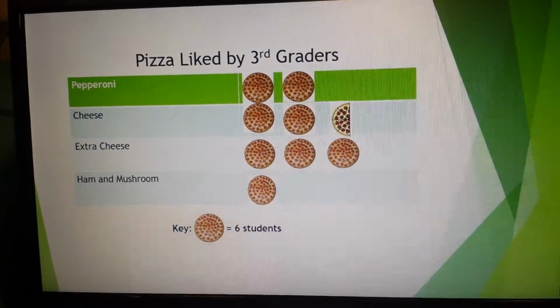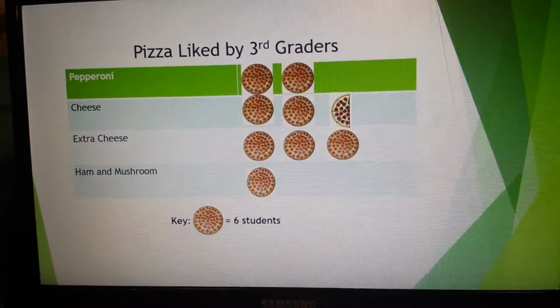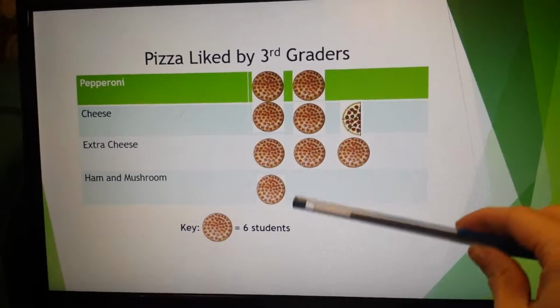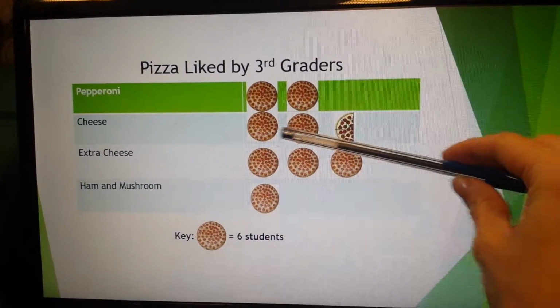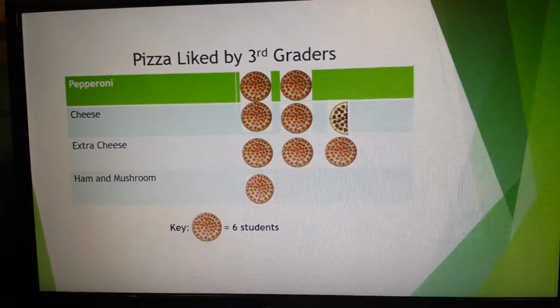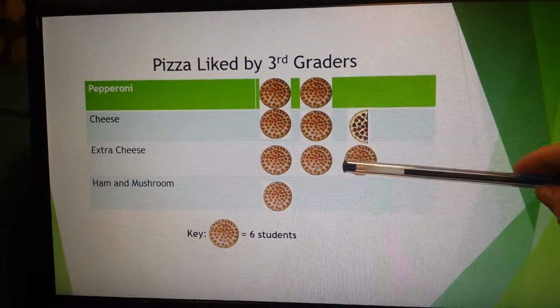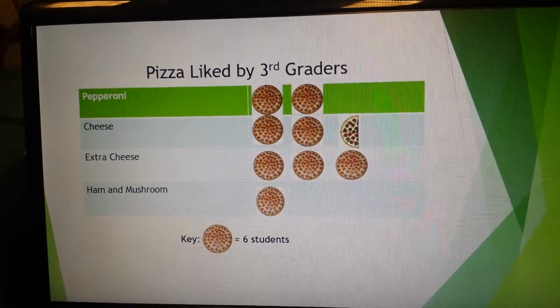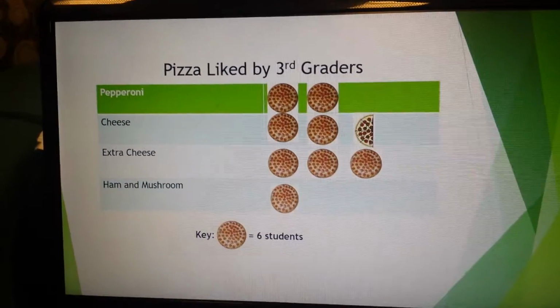The next step from the 12 students that like pizza is you have a half. Half of 6 is 3. So you add 3 to 12 and you get 15. Then you continue to do that for the rest of the graph. And this is how you read and create pictographs.